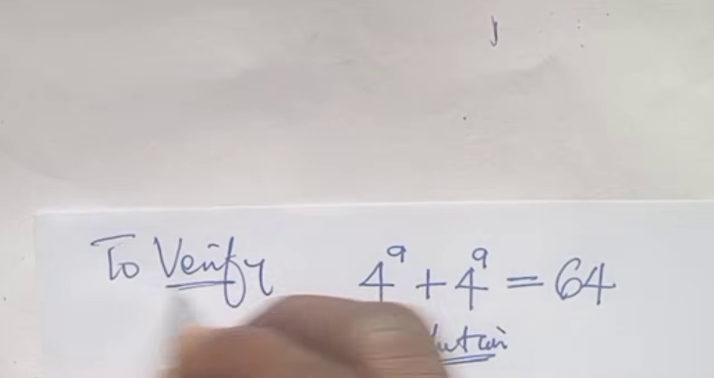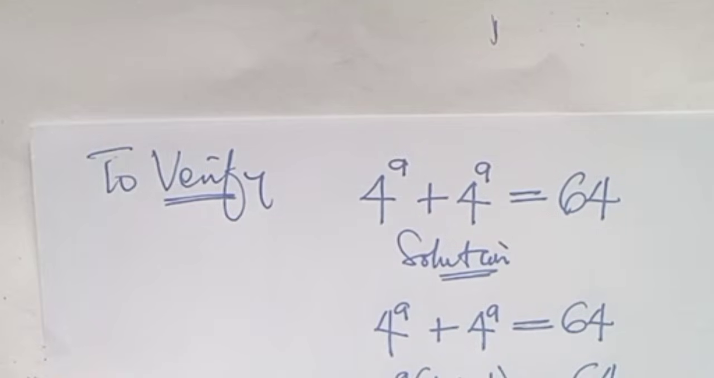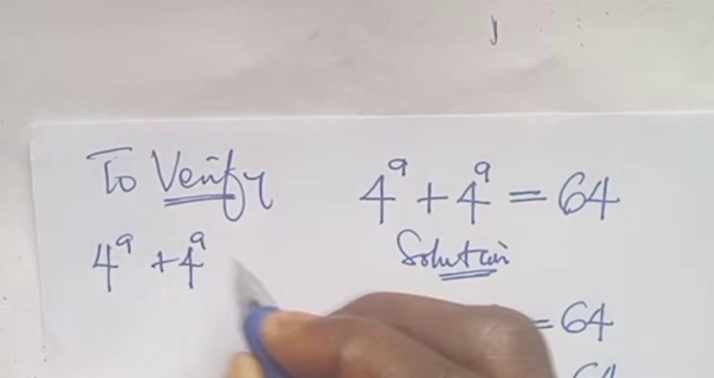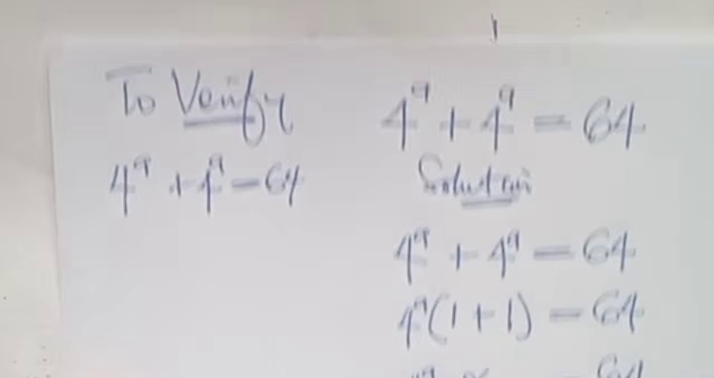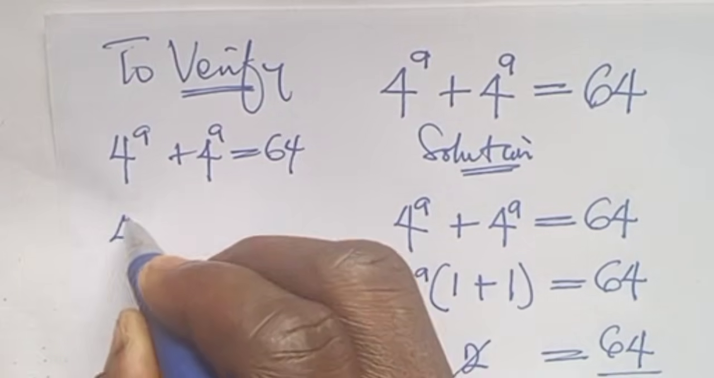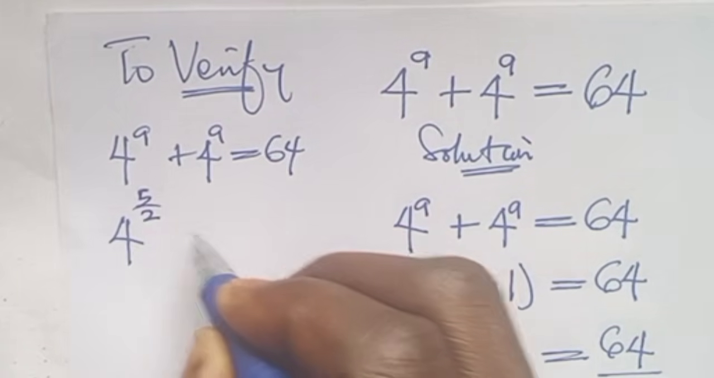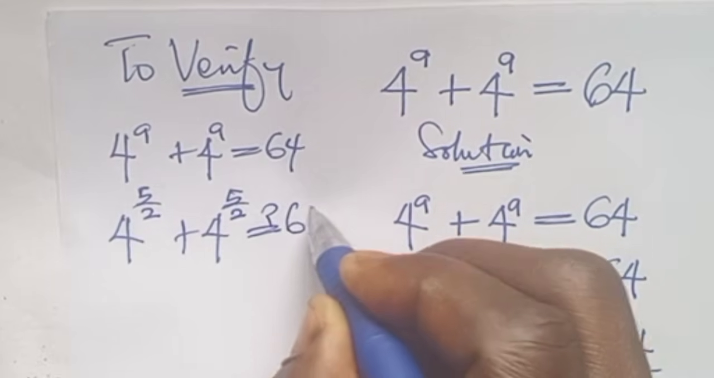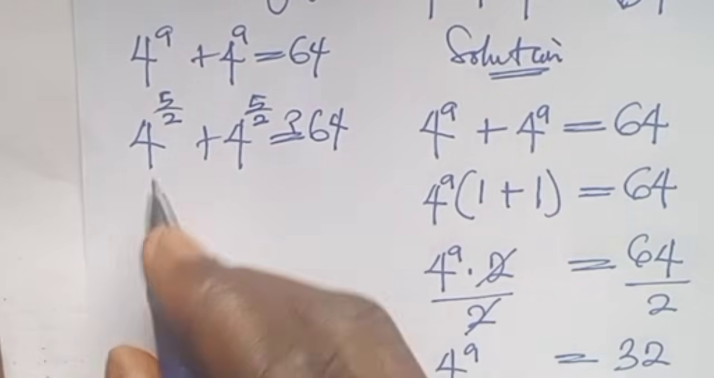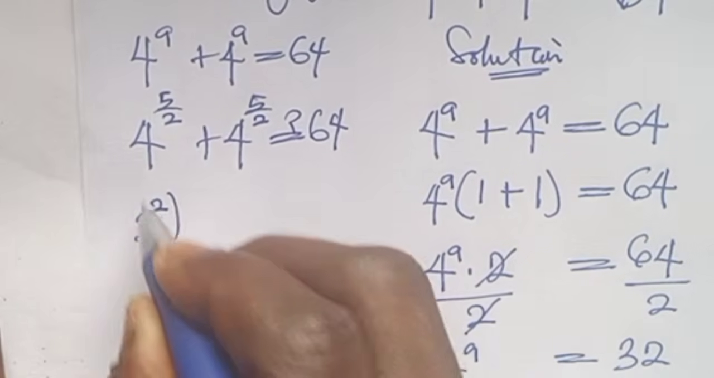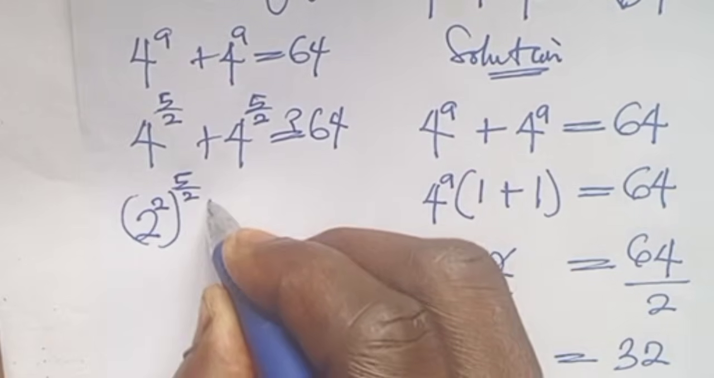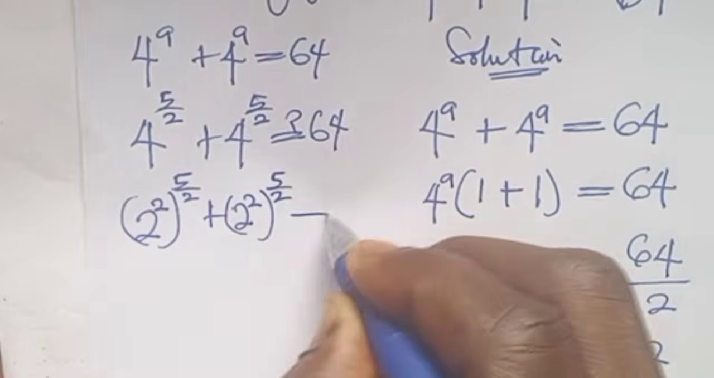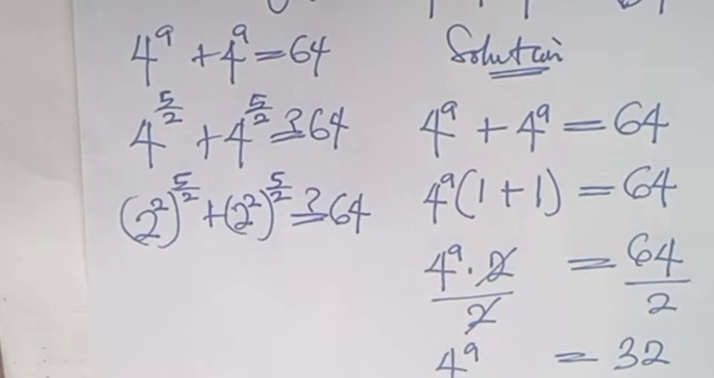To verify if this value satisfies the equation, from our original equation, 4 to the power of a plus 4 to the power of a equals 64. If you do the substitution for a, we have 4 to the power of 5 over 2 plus 4 to the power of 5 all over 2. Can this be equal to 64? And 4 can be written as 2 to the power of 2, to the power of 5 over 2, plus 2 to the power of 2, also to the power of 5 over 2. Can this be equal to 64?